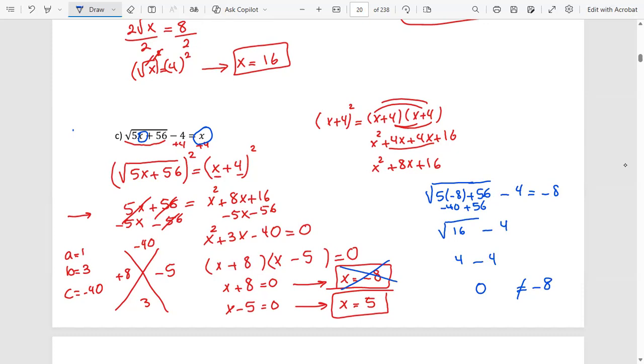We repeat that for 5. This time we replace the x by 5. If I replace the x by 5, 5 times 5 is 25. 25 plus 56 is 81. And the square root of 81 is 9. 9 minus 4 is 5. And the other side is also 5. So yes, this is the correct answer. So we can only accept 5 as a solution.